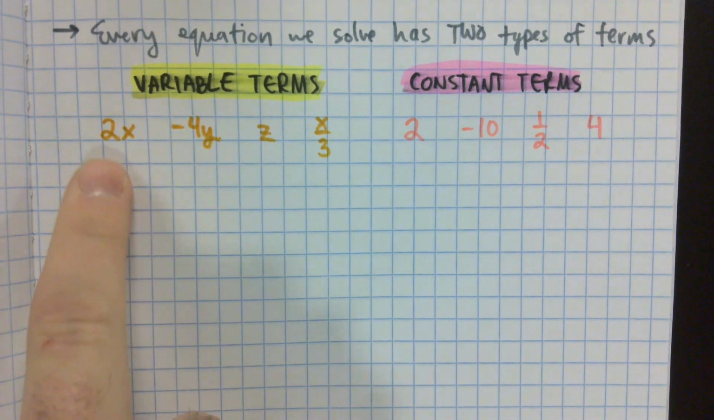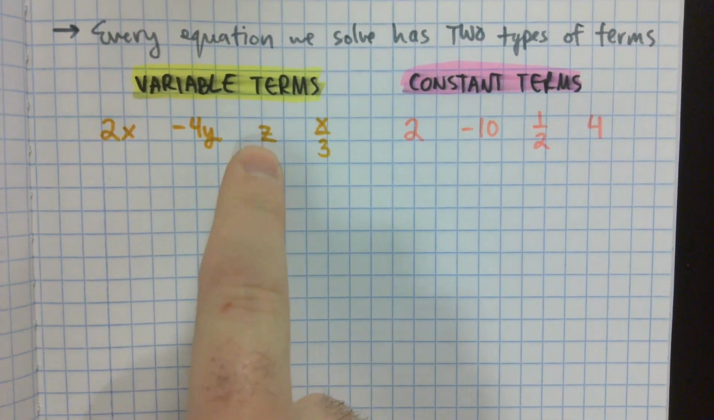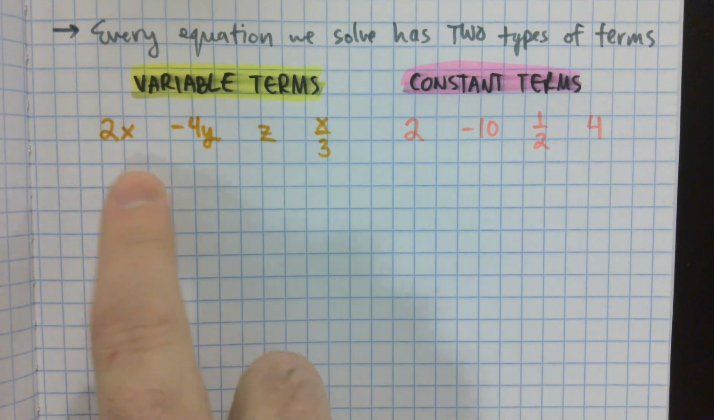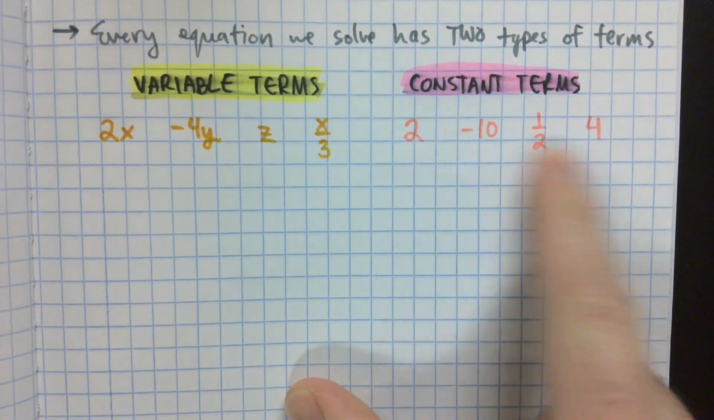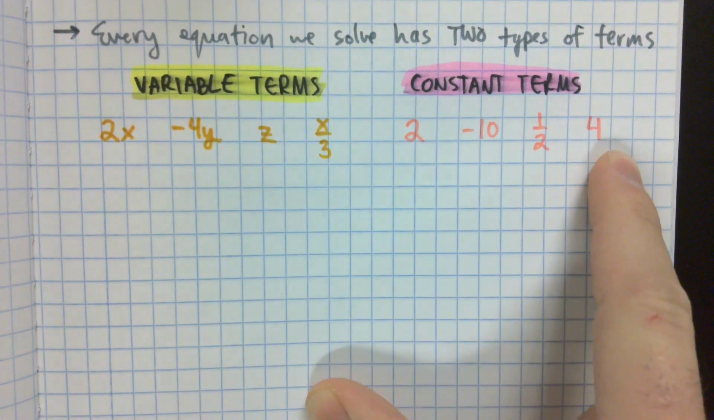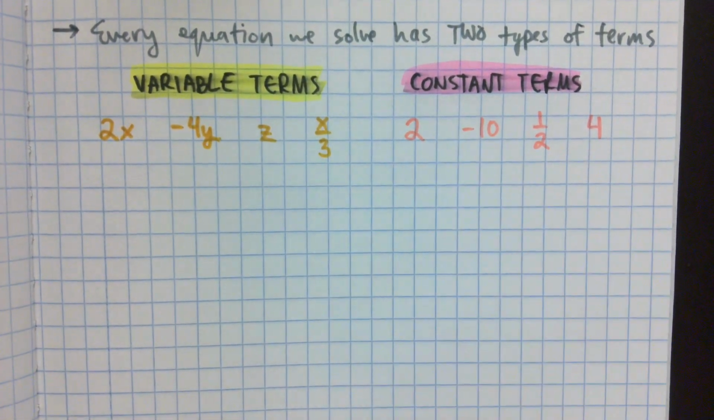So all of these terms have something in common. They contain a letter. These are like terms with each other. And all of these terms have something in common. The fact that they're just numbers. These are also like terms.